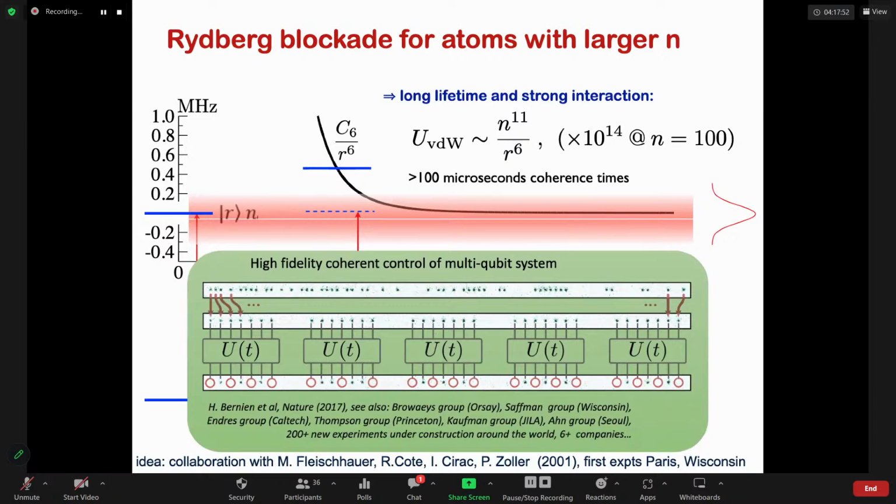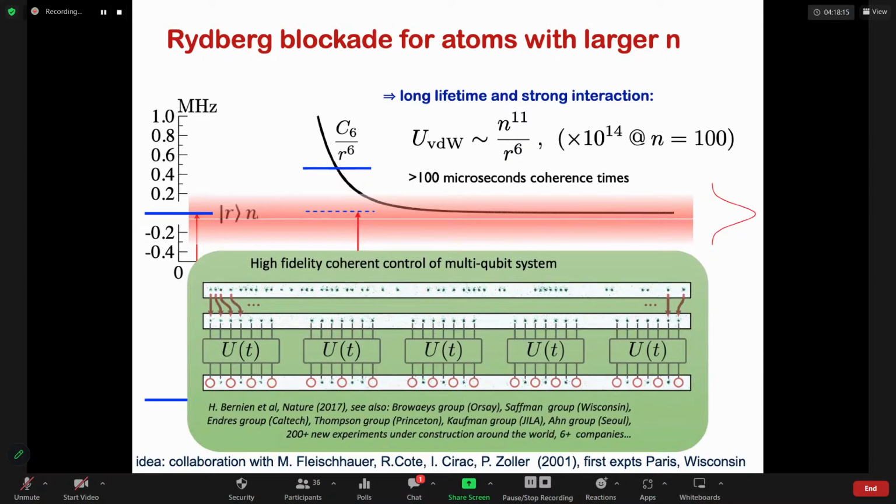assemble some system from single atoms, positioning them at will, and then shine sequences of laser pulses, changing their hyperfine states, sometimes exciting them into Rydberg states. And then eventually we'll take a picture of the atoms again in a state-dependent way. So this will be a projective readout.